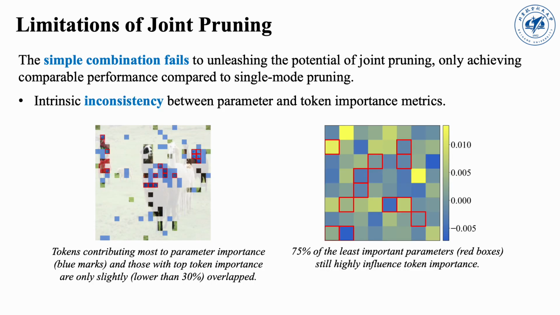We attribute this to two core limitations. First, intrinsic inconsistency between parameter and token importance metrics. As observed in the figures, a large number of tokens to be pruned may still dominate parameter importance estimation, while token importance also highly relies on parameters that would be trimmed by parameter pruning. This may lead to suboptimal pruning decisions.